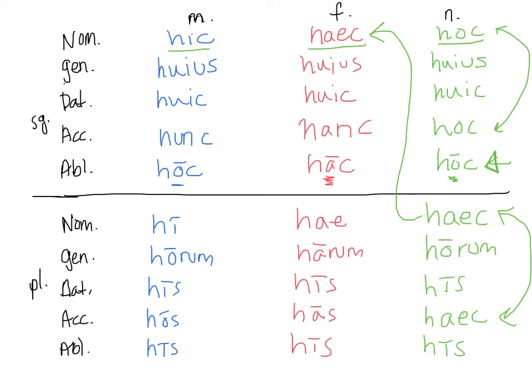Again! Hic, haec, hoc. Huius, huius, huius. Huic, huic, huic. Hunc, hunc, hoc. Hoc, hoc, hoc. Nice long O's and A's. He, hi, haec. Horum, harum, horum. His, his. Hos, has, haec. His, his. All right, so make sure you've written through this whole chart at least once.